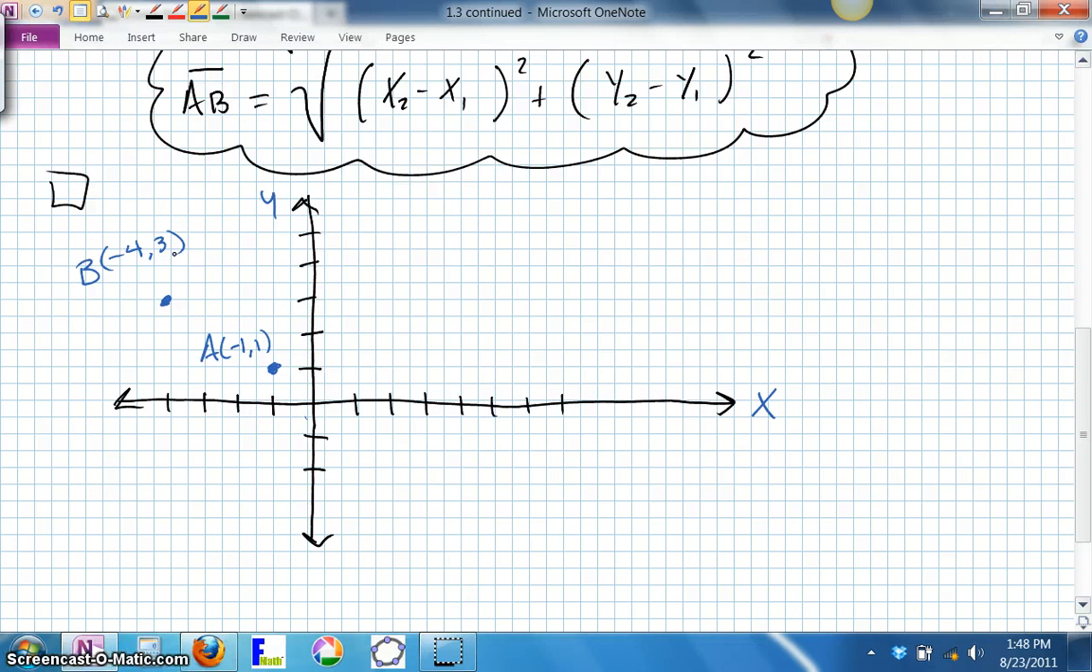And 2 more points. Point C is going to be 3, comma 2. I will write those down as 3, comma 2. And then point D will be at 2, comma -1. Point D, 2, comma -1.